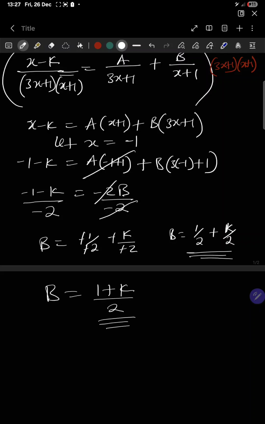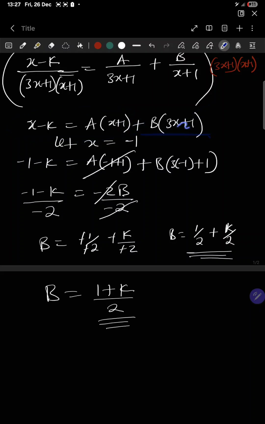So you can write it as 1 plus k over 2. All right, now from there we can also get the value of b. For you to get the value of b, you should know that we are on this equation, so you should find ways on how you can cancel the part for b so that you remain with the part for a. So how can we cancel the part for b?